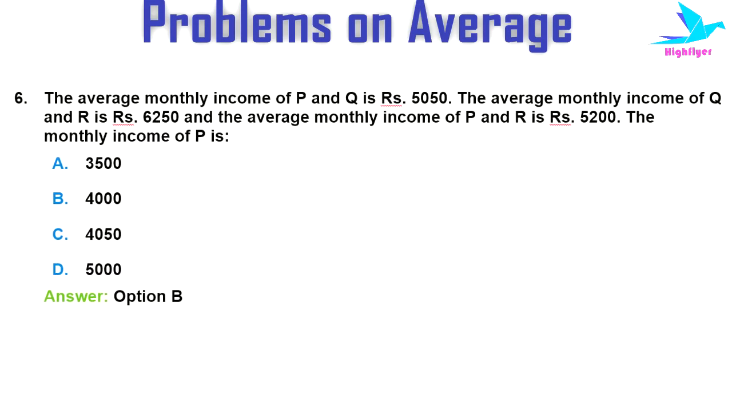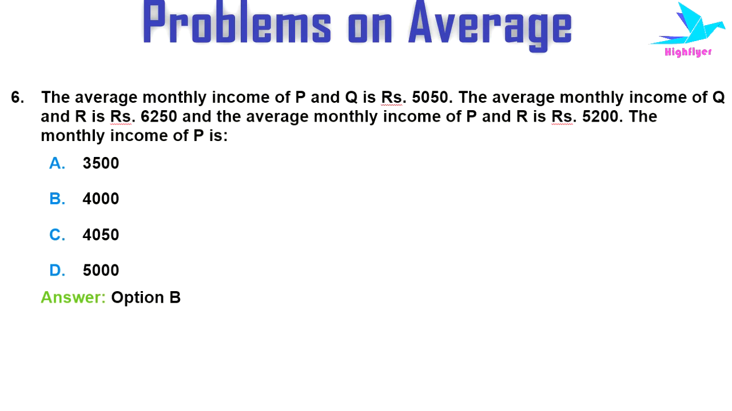Next question. The average monthly income of P and Q is rupees 5050. The average monthly income of Q and R is rupees 6250. And the average monthly income of P and R is rupees 5200. Then the monthly income of P will be, options are rupees 3500, 4000, 4050, 5000. The right option is option B, 4000.